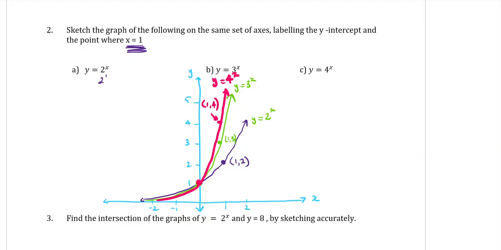The other thing I would like you to remember to include is your horizontal asymptote. So we're going to draw our dotted line on the x-axis, that is a horizontal asymptote, and it is at y equals 0.